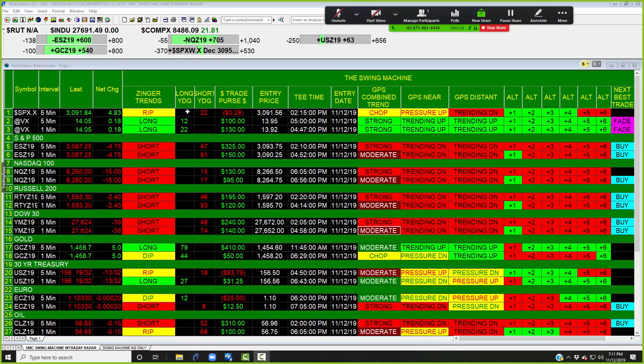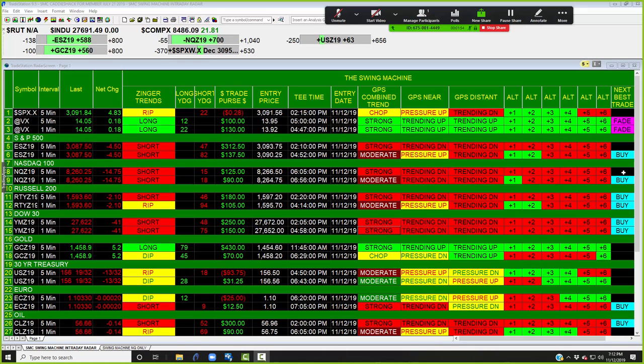It tells us how long we've been in the trades in these two columns, either short or long. It calculates the trade purse. It gives us the entry price. It tells us the time, the tee time in which it went in. It gives us the date, and then it gives us this integrated information to help us monitor and regulate the trade. This column is one of the most important, and it's new to Swing Machine.